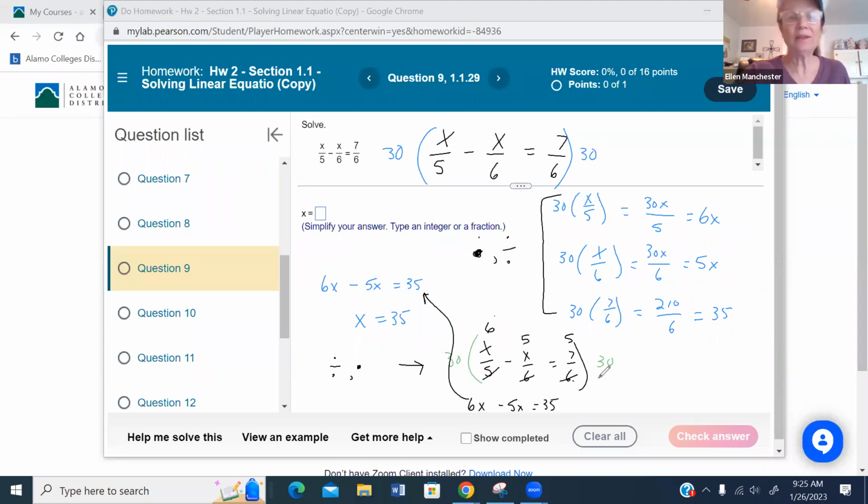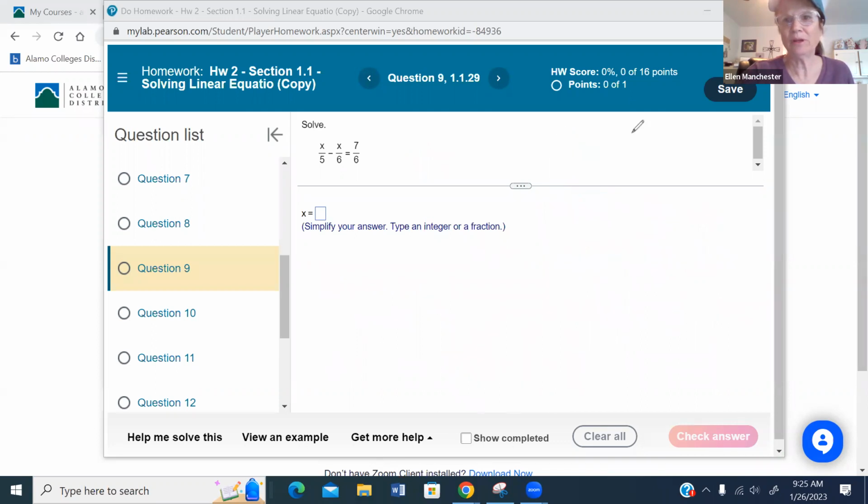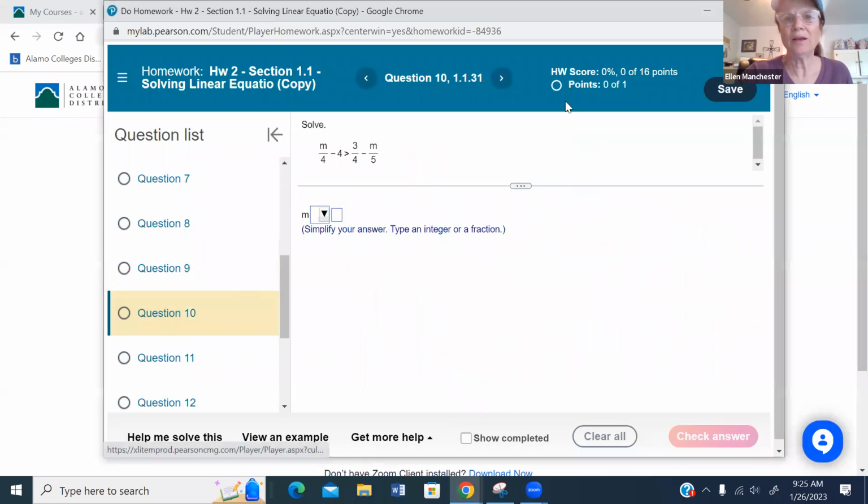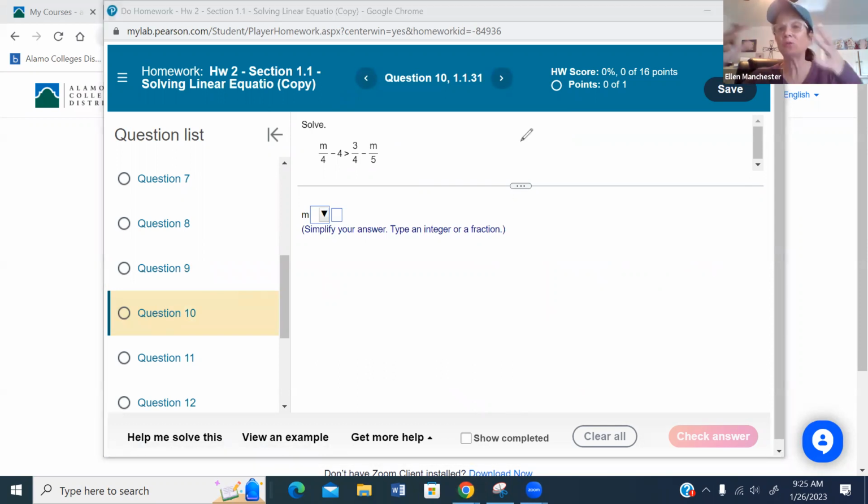Okay, and then the next one that I wanted to do, let me clear all this. And if you have to stop the video and go back and look at it again, please do that. And then practice, practice, practice. You should be doing this with me. As I'm writing things down, you should be writing it down. And that's the best way to learn how to do these problems.